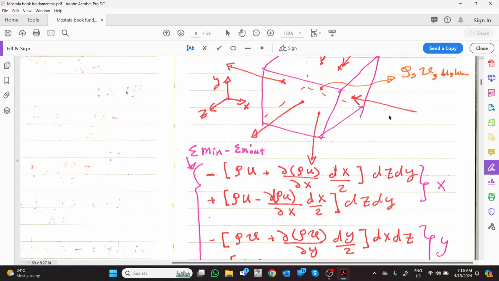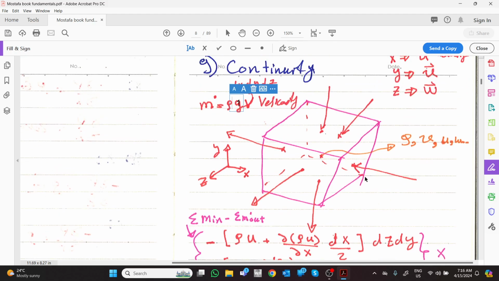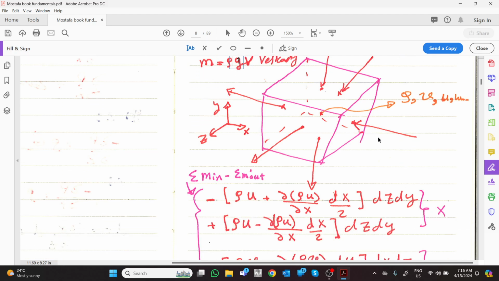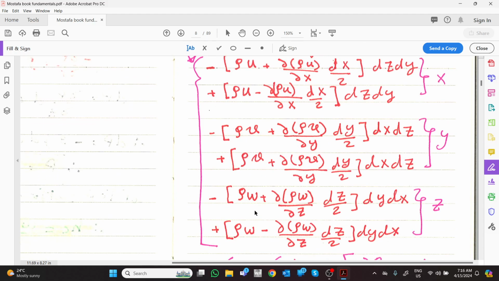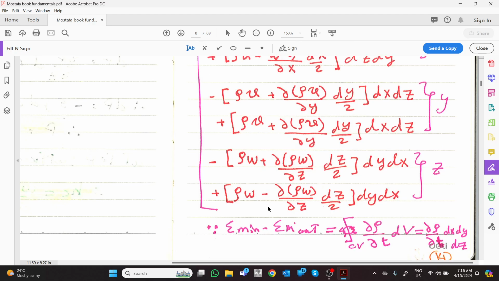Now, in this one, in the opposite direction of x, it is mass inflow. Mass inflow is positive, and it is in the opposite direction of x, so it is negative. Positive multiplied by negative is negative. Here, the mass flow is out, negative, and it is in the opposite direction of x, so it is negative also. Negative by negative is positive. So this is how we get negative and positive. Repeat the same here, in y and in z. Copy paste, it is the same.